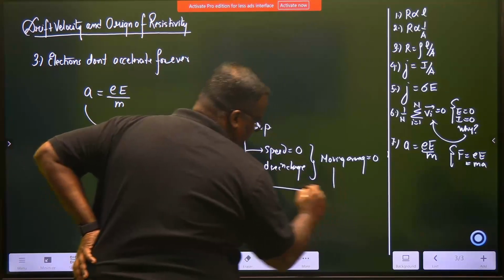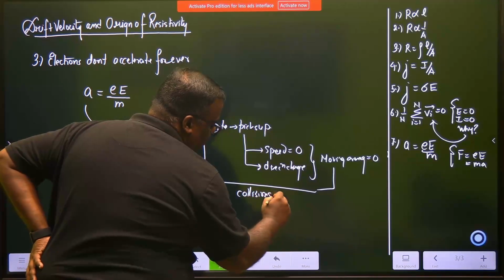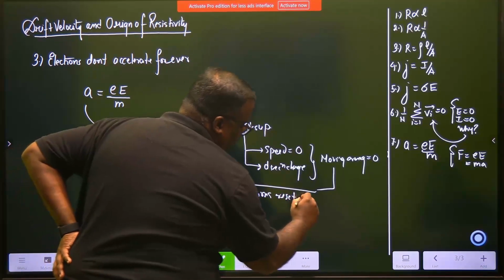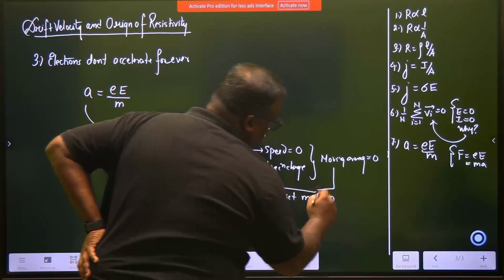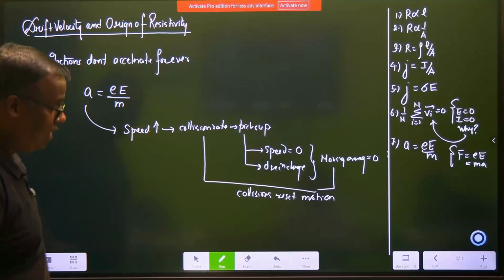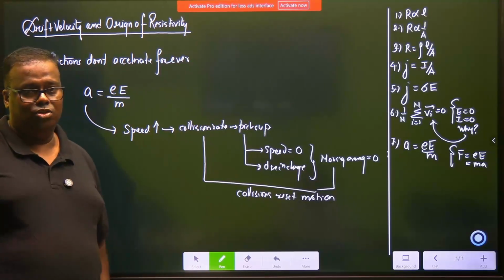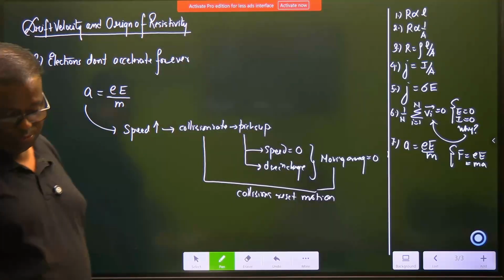Based on these two, we say collisions reset motion. Yes, you gain speed, you gained acceleration, but I don't expect you to gain a huge amount of speed, because then the whole idea of the drift current, the steady current, gets lost. So your collisions are only resetting the average movement.